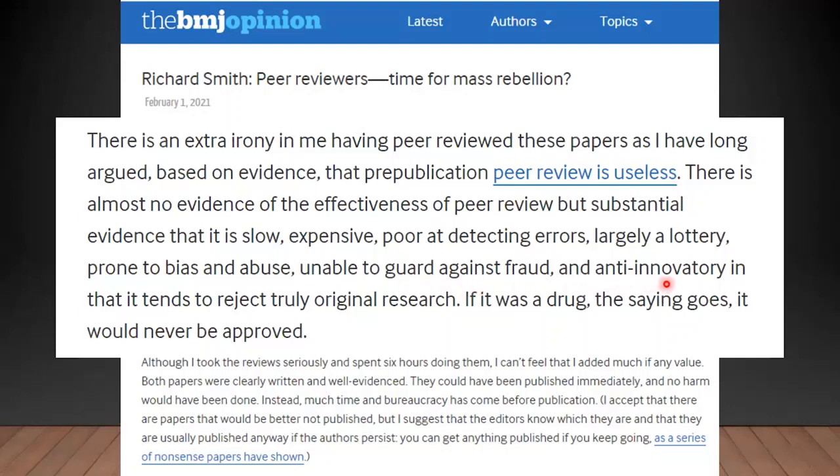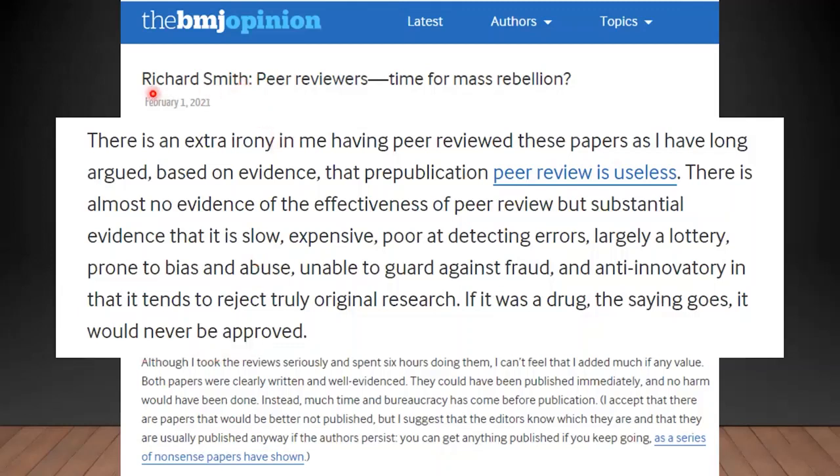And anti-innovatory in that it tends to reject truly original research. And this is true also. A lot of research that we now consider groundbreaking was originally rejected by reviewers because it is innovatory. So if you follow the mainstream, then you have a better chance of publishing. So is this really a good tool? If it was a drug, the saying goes, it would never be approved.